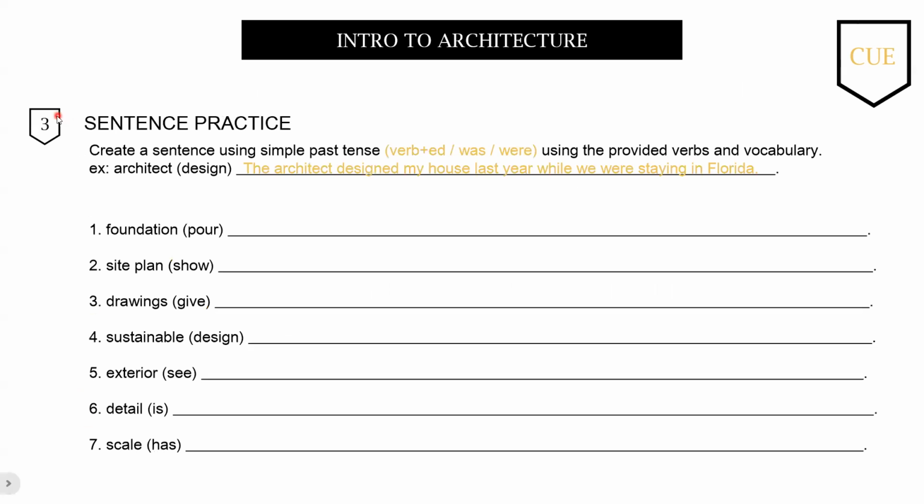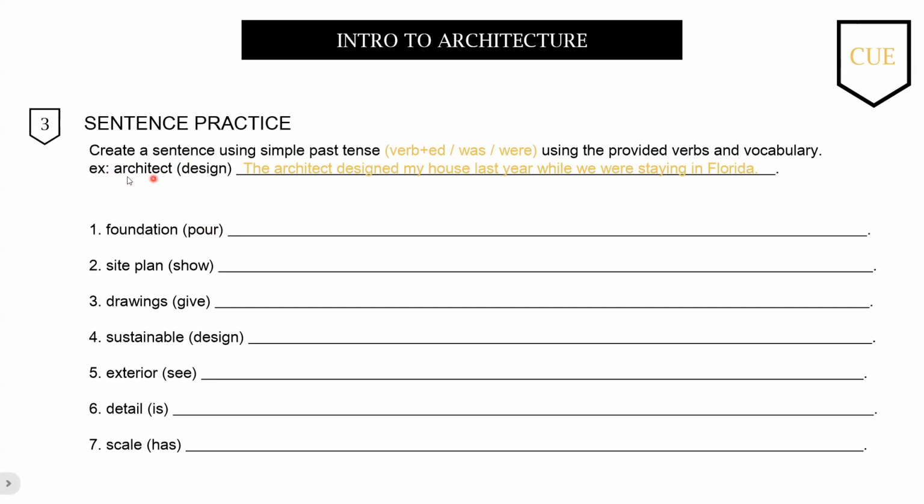Moving along. Part 3, sentence practice. Create a sentence using simple past tense in the English language. So past tense will be a verb with an ed, or be verbs: was and were are past tense for is and are. So you have a verb ed or was or were, using the provided verbs and vocabulary word. So here I give you a vocabulary word, and here I give you the verb.